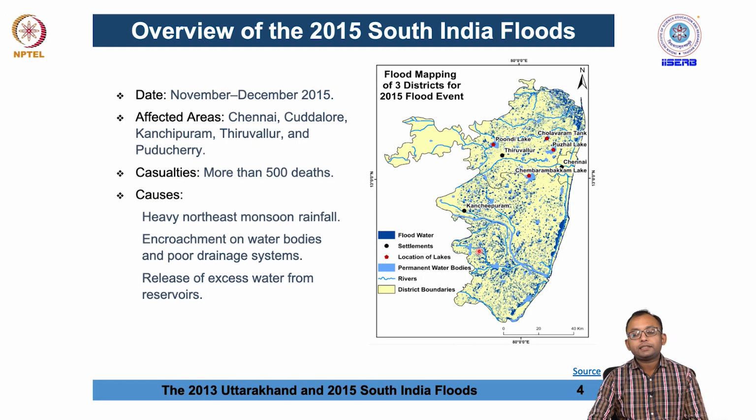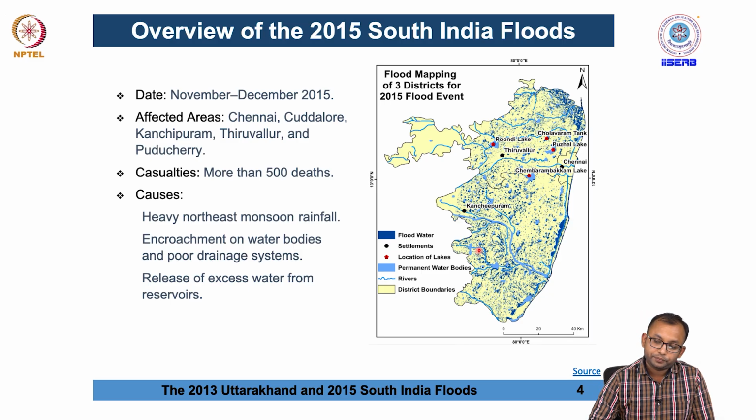Another case study is the 2015 South Indian flood. In November and December 2015, several areas were affected: Chennai, Cuddalore, Kanchipuram, Tiruvallur and Puducherry. These locations were significantly affected by flooding in 2015, and all of them were very close to the sea. You can see that, and more than 500 people died, and many people were affected because of this flooding event.